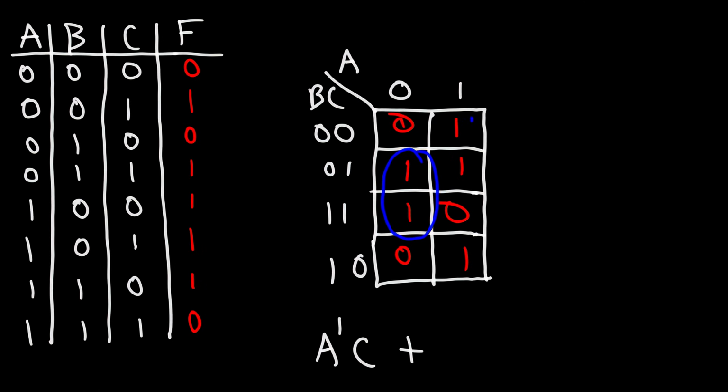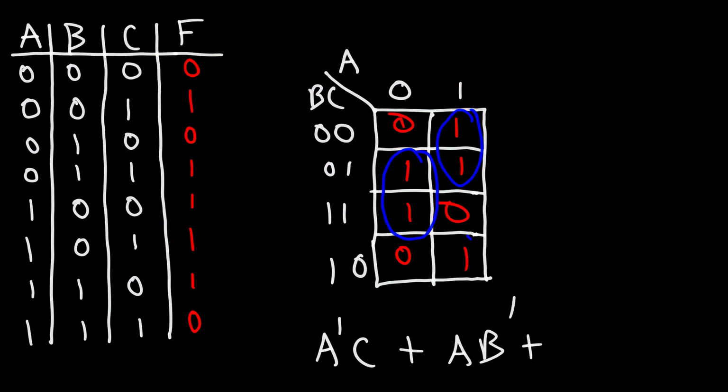Now let's draw the next pair of ones. So notice that A is always 1 for that group. And this time, C changes, so it's independent of C, but B is consistent. B is always 0. So we're going to write B prime.